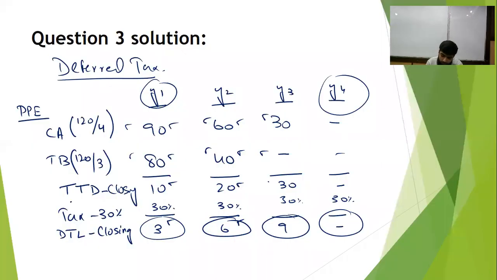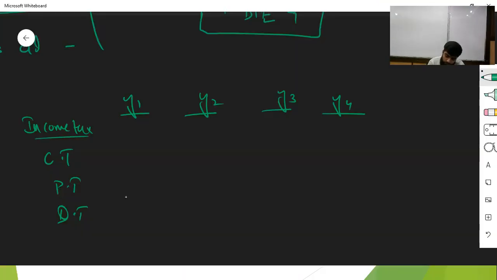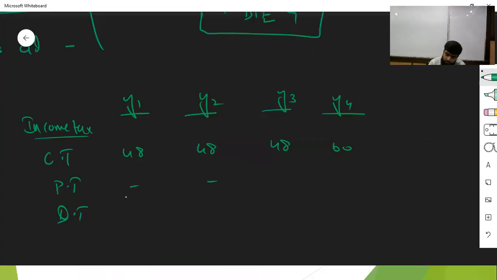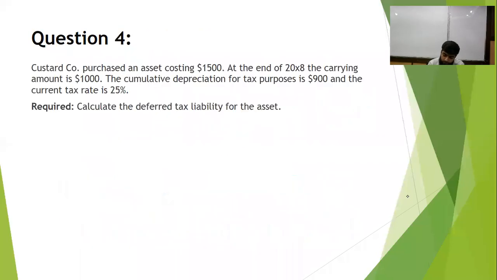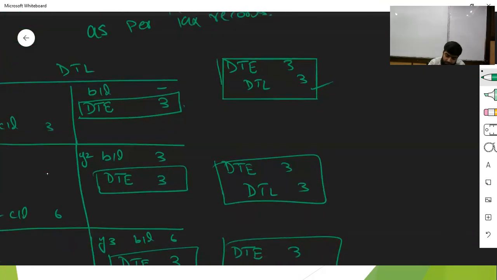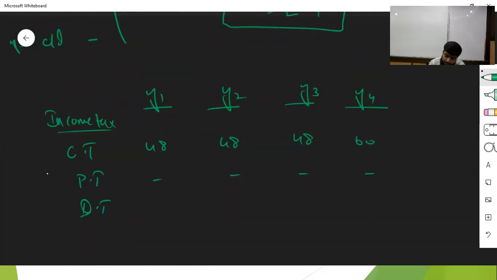So in year 1, the current tax was 48. In year 2, it was the same. Year 3, it was the same. But in year 4, it was 60. There was no prior tax in the question. Deferred tax for year 1: we have calculated the deferred tax for year 1, which is 3 million. We record it as a deferred tax expense debit. So 3 million as an expense in year 1, 3 million as an expense in year 2, and 3 million expense in year 3.